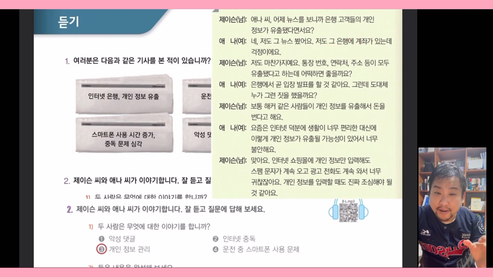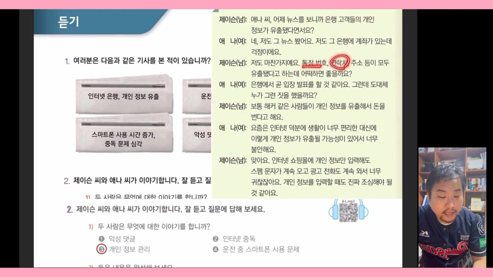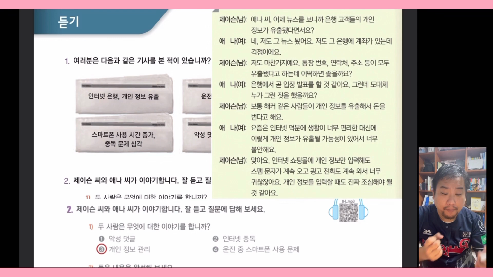I have that bank account, so I'm not worried about it. 저도 마찬가지예요. Me too. 통장 번호. 통장 is a bank book. Bank book number, contact, address 등이 모두 all leakage 유출됐다고 하는데 어떻게 하면 좋을까요? 확인해 주래. 은행에서 곧 순 입장 발표. 입장 is their position, their opinion을 represent 발표할 것 같아요.